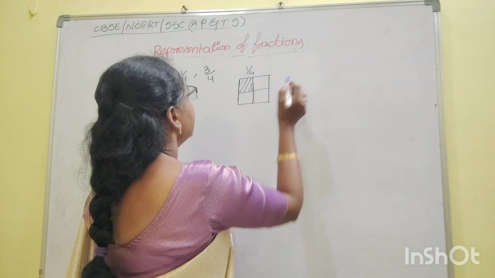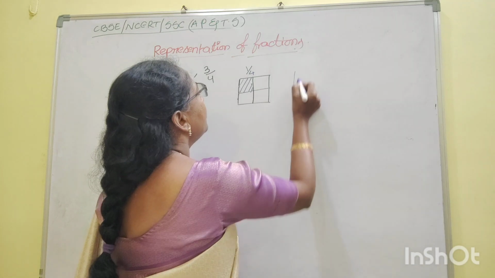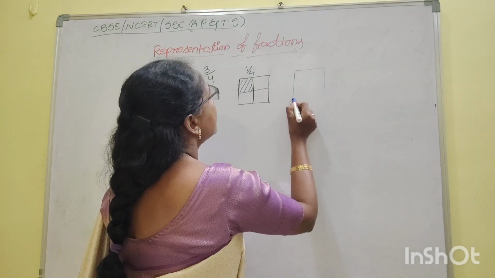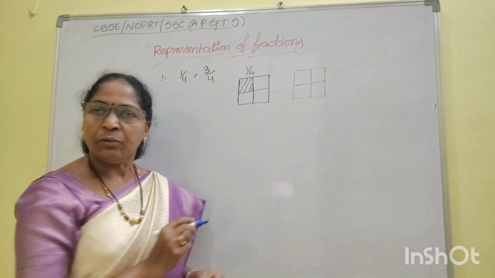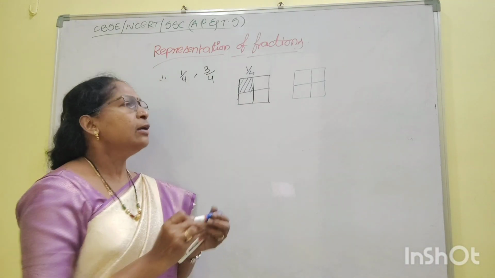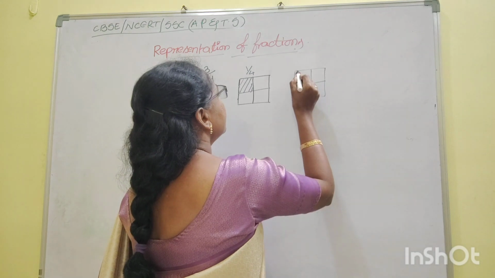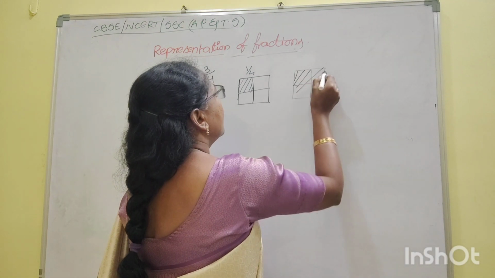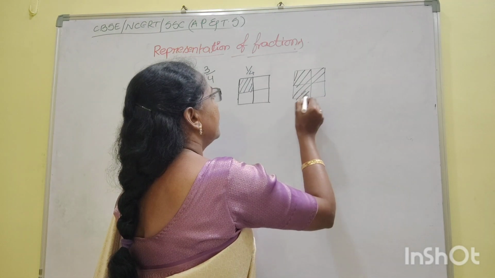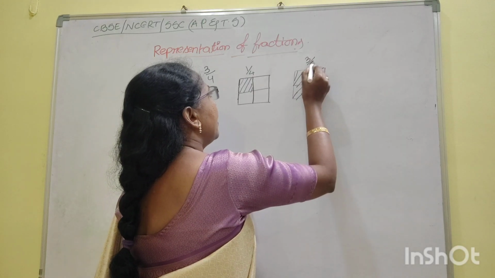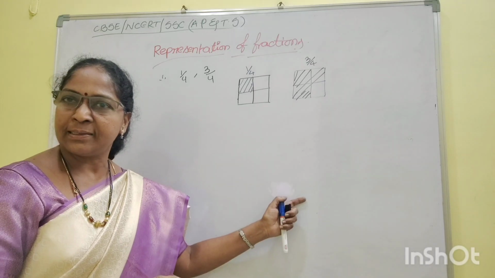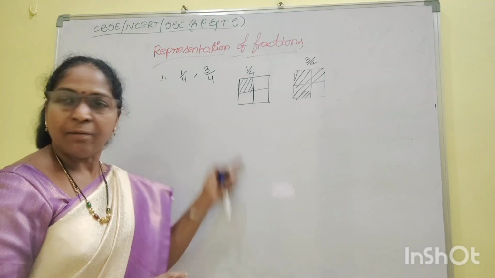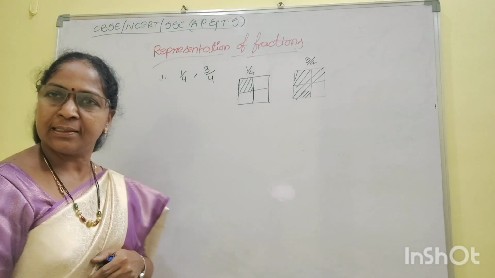The next figure is 3 by 4. So how can you represent it? Again 4 parts. You divide this into 4 parts. Out of 4, 3 parts you have to shade. So like this. You have to represent this value like this. This is the way of representation of fractions.